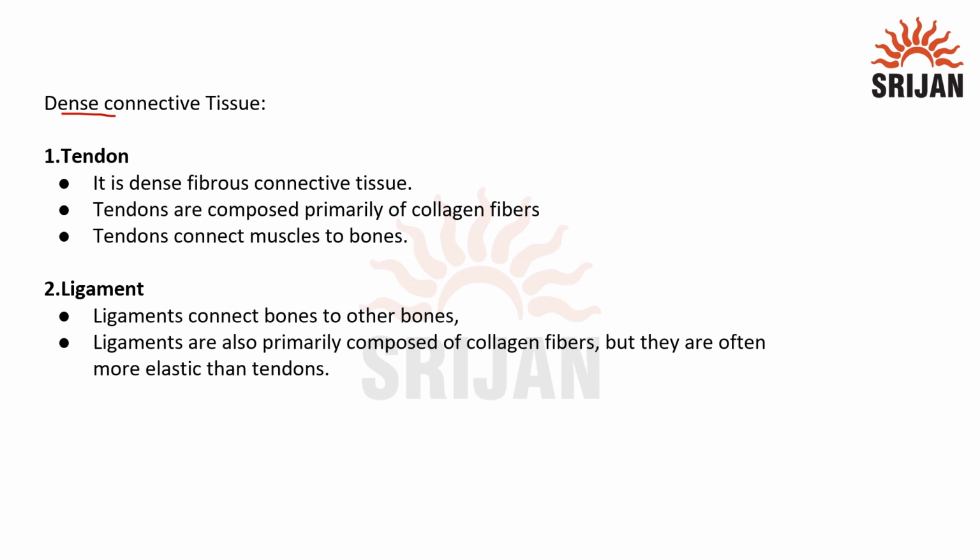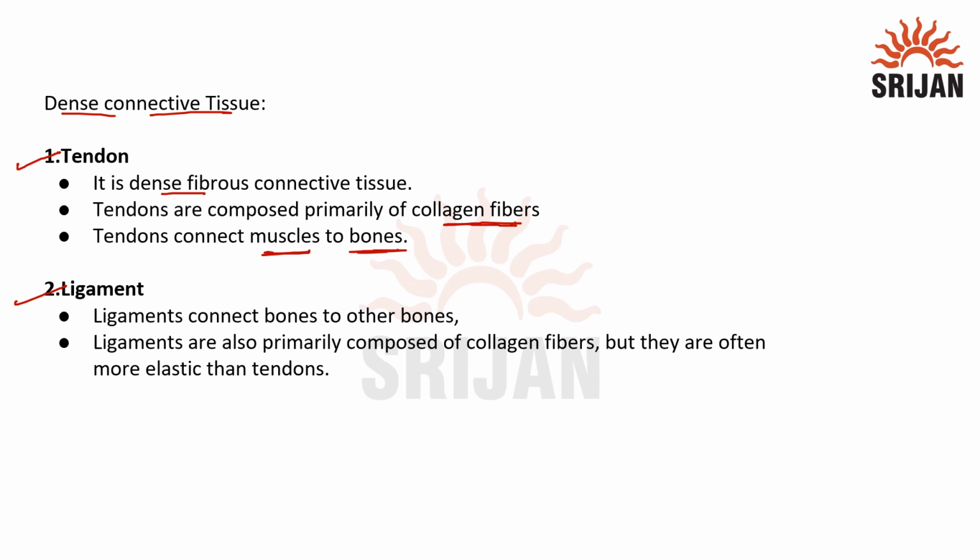Next is the dense connective tissue. So we have two dense connective tissue. First one is tendon and another one is ligament. So the tendons are those dense fibrous connective tissue which are mainly composed of the collagen fiber, and the work of this tendon is to connect muscles to bones.